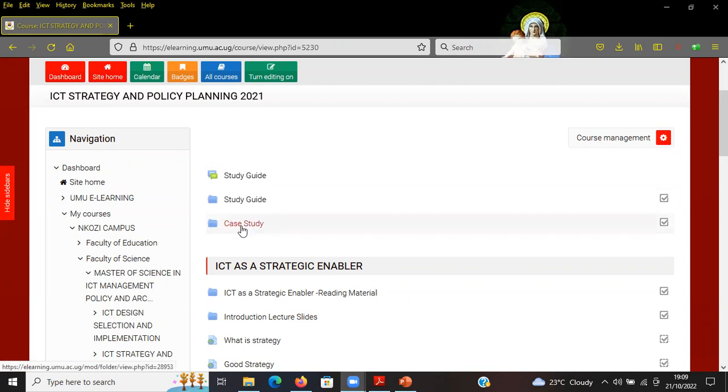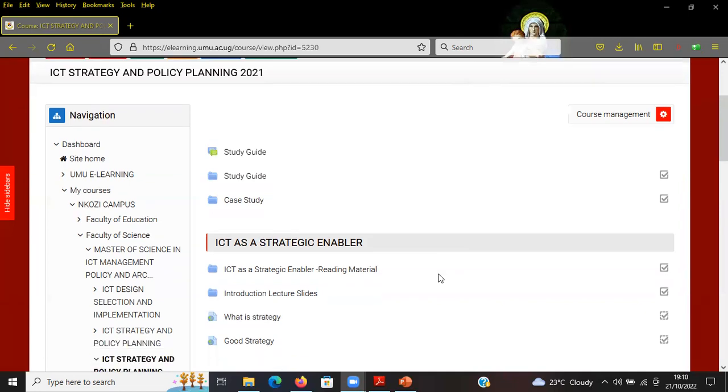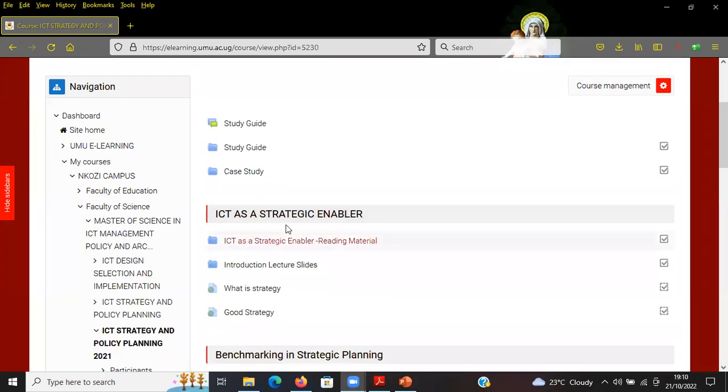It has a folder about the school for boys and gives a case study, which we shall use as a basis for two assignments. But I first wanted us to have a discussion, preferably tomorrow, if you've gone through it, and we begin our discussion on ICT strategy. Then we have our first topic, ICT as a strategic enabler. So I've put up some reading material plus the lecture slides. Then two videos that I got off YouTube. They give, I think, a good definition of what strategy is.